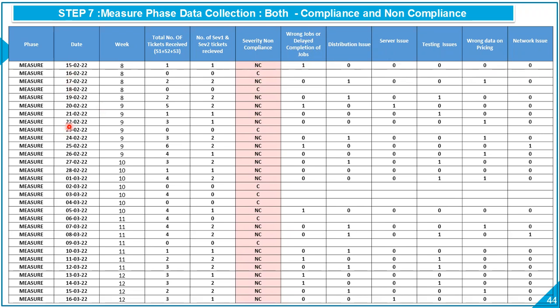And for 30 long days, the team investigated the NCs whenever there was an NC, right? So which cause is the culprit and leading to this NC? This is how they did it. So take the example of this third day, right? We got an NC over here. And the total number of severity 1, 2, and 3 tickets was 2, and both of them are severity 1 and 2 tickets, which is more than 0, of course, right? That is why it is NC. So they investigated it and realized that the distribution issue and wrong data on pricing, these two issues, led to this NC.